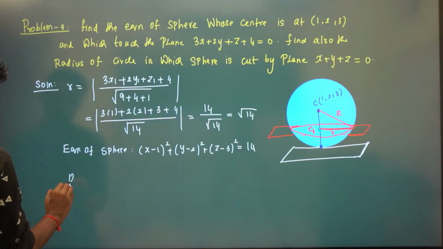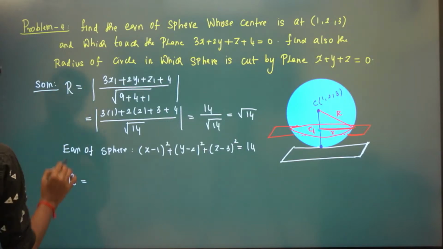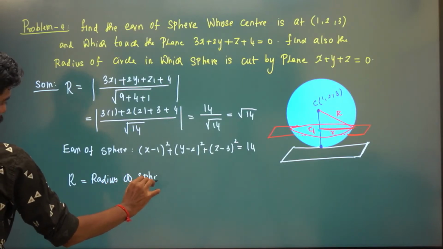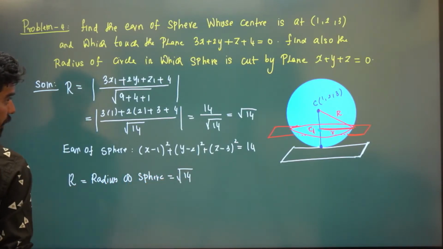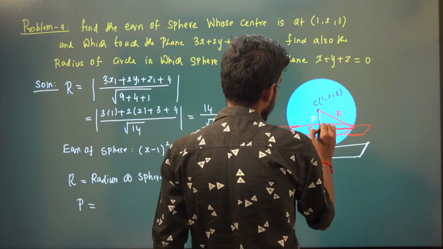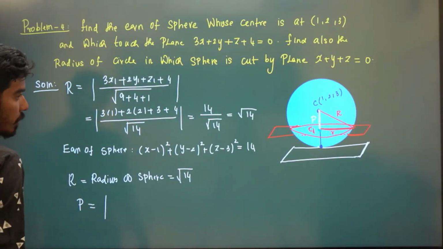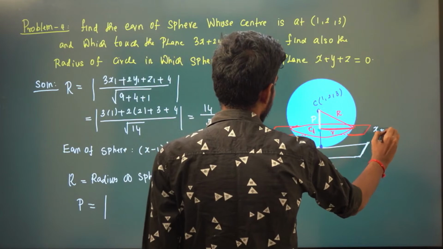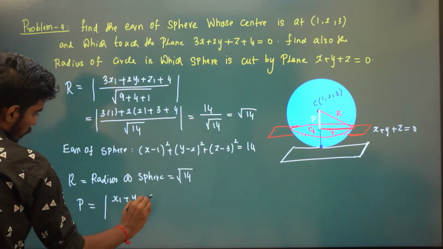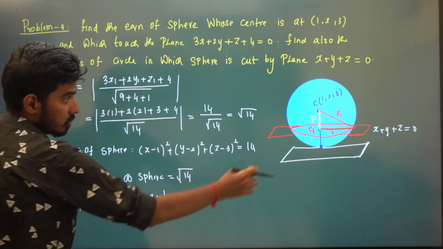Let us take capital R as the radius of sphere, which is root 14. Now what is p? This distance is p, right? So p is the perpendicular distance from that point to the plane. This plane is x plus y plus z is equal to 0. This means we will have (x1 plus y1 plus z1) divided by root 3. Here x1, y1, z1 is this point.